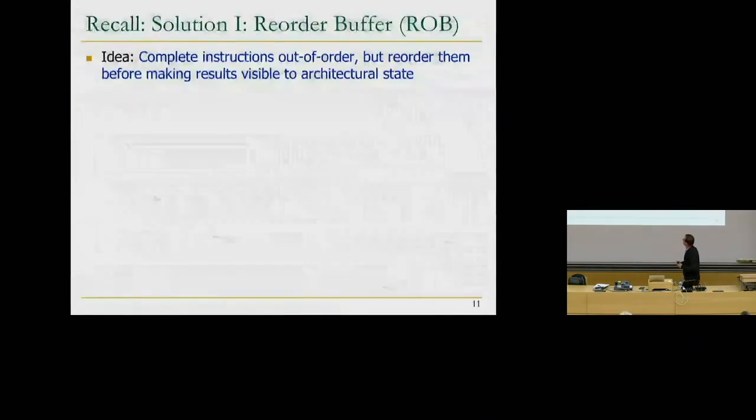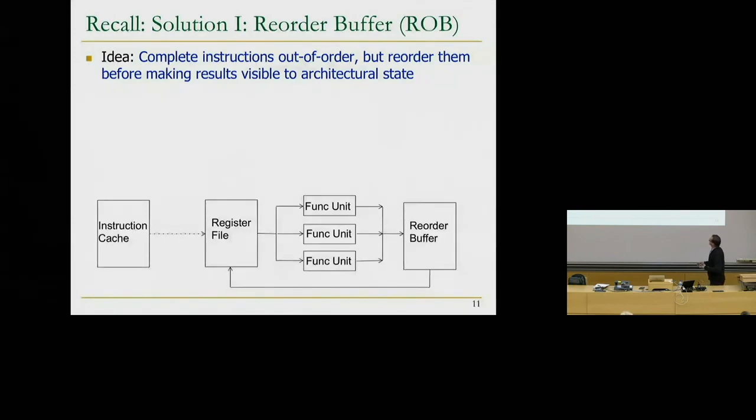Yeah, let me do this so that I can see better. So we add another structure into the pipeline. After an instruction completes, it writes its result into this reordering buffer, as opposed to directly writing to the register file, because the register file is visible to the programmer. You write it over here, and when the instruction becomes the oldest one, you take the value and write it into the register file at that point in time. So it's simple. This way, instructions can complete in any order over here, but then you reorder them before making them visible to the architectural state.